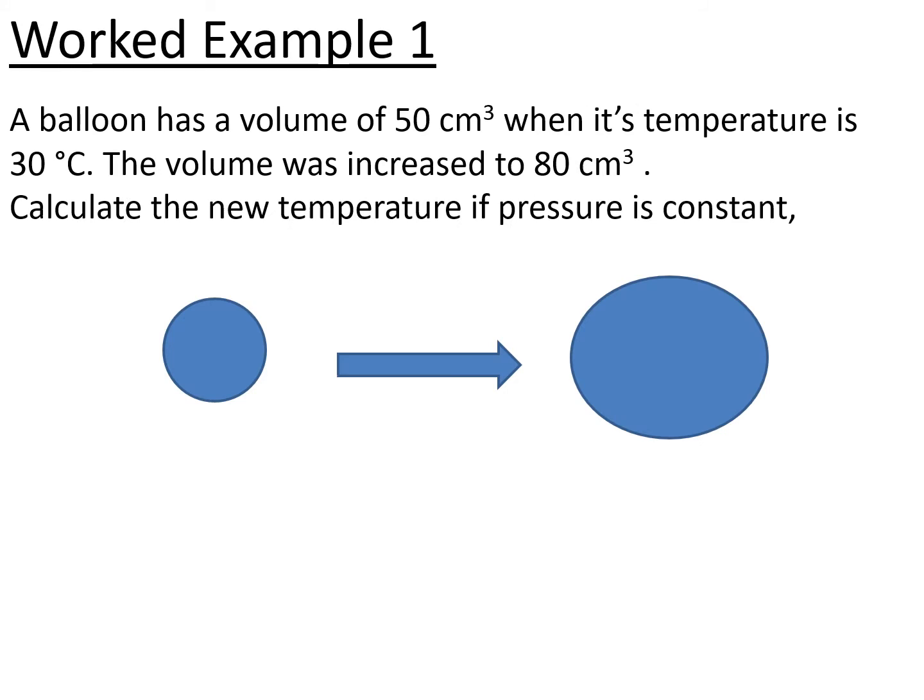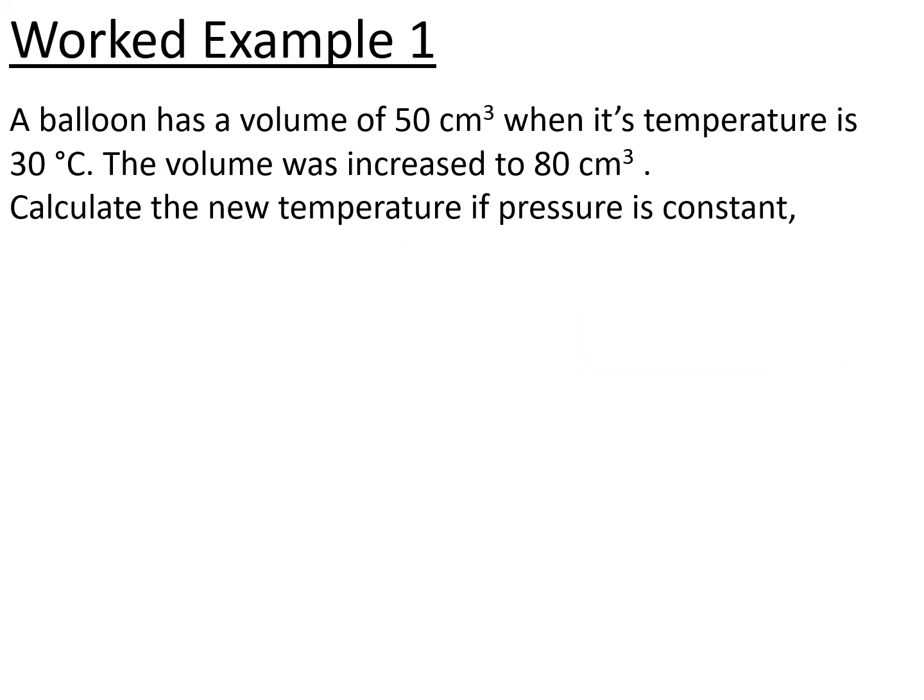Okay, folks, so let's look at how we can use our gas laws in solving some problems here. So first of all, we have a balloon that has a volume of 50 centimeters cubed when its temperature is 30 degrees Celsius. The volume was increased to 80 centimeters cubed, and we calculate the new temperature if pressure is constant. And that's really important, that last line, because it tells us we can use one of our gas laws. Okay, so as usual, we stick with our KFC technique.